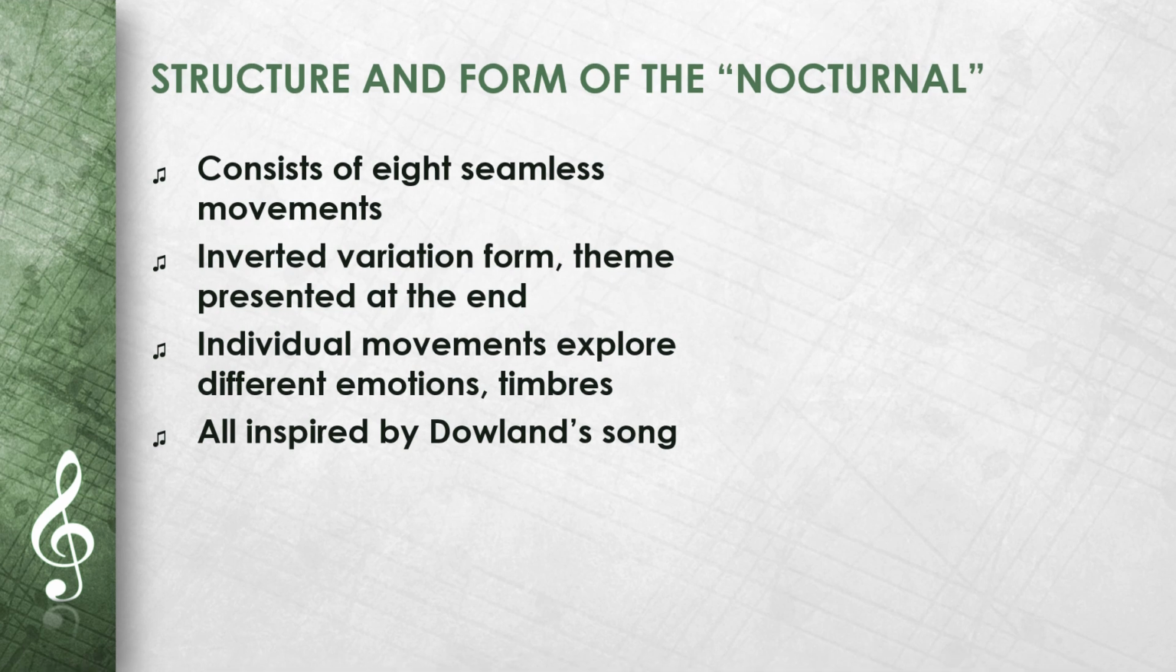The Nocturnal consists of 8 movements that merge seamlessly into one another. These movements form an inverted variation form in which the theme is only presented in its original form at the end of the work. The individual movements explore different emotions and timbres, all inspired by Dowland's song.